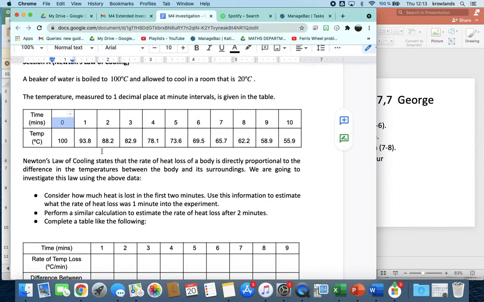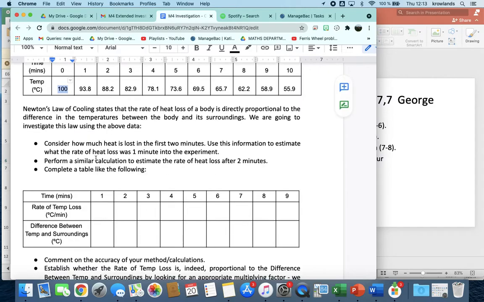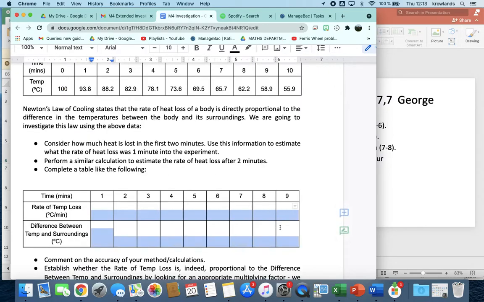The first thing you have to do is estimate the temperature loss. Effectively, the way you do this is by having a look at this statement. At 1 minute, we're going to estimate the temperature loss as the difference between the numbers either side of 1. So find this difference, and then divide by 2, because there are 2 jumps between 0 and 2. And you're going to repeat that process for the rest of this table.